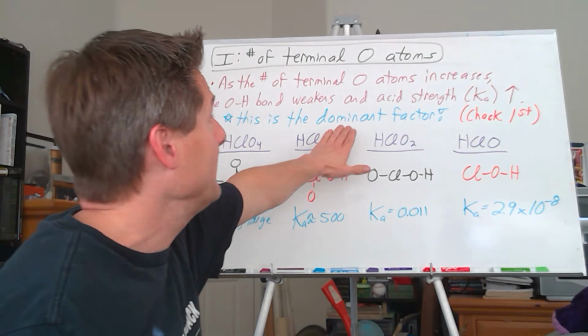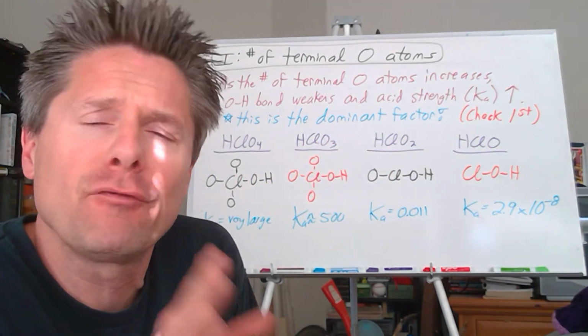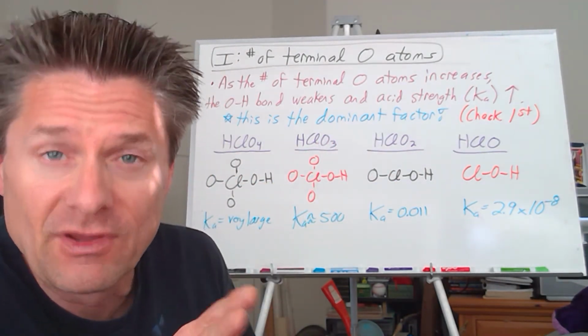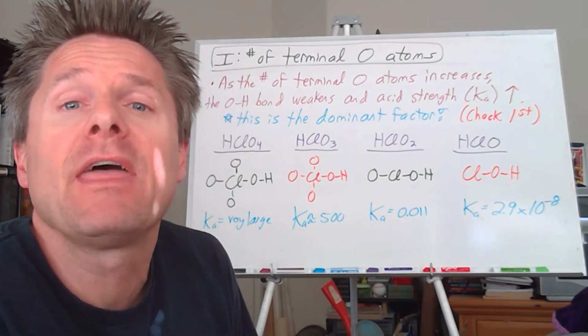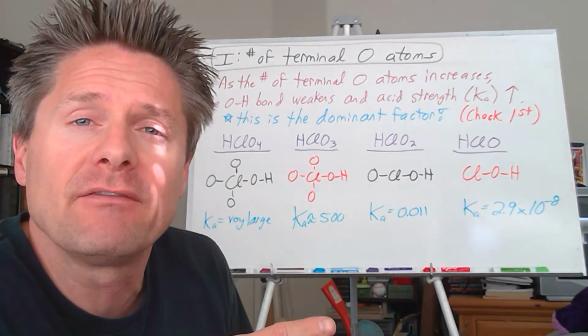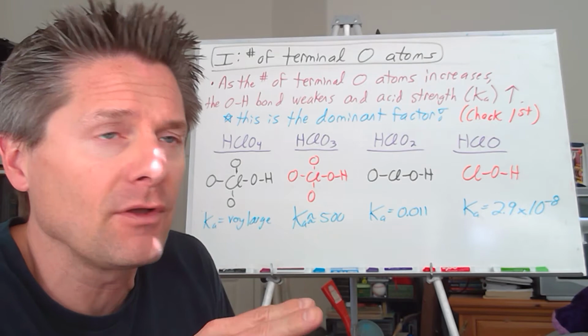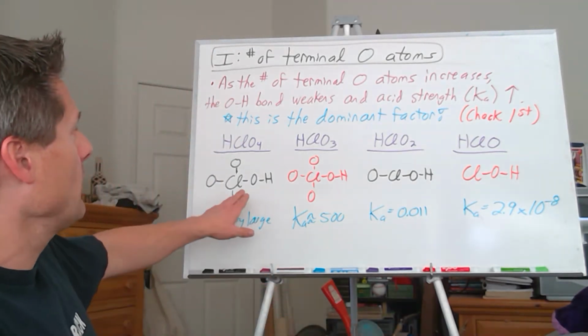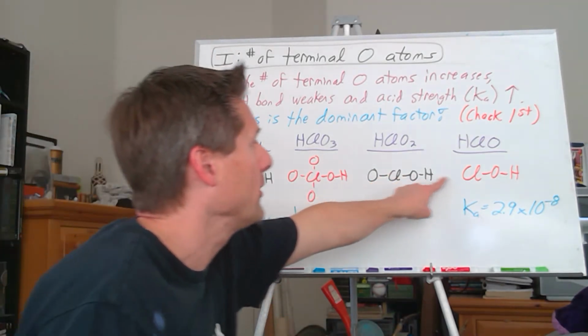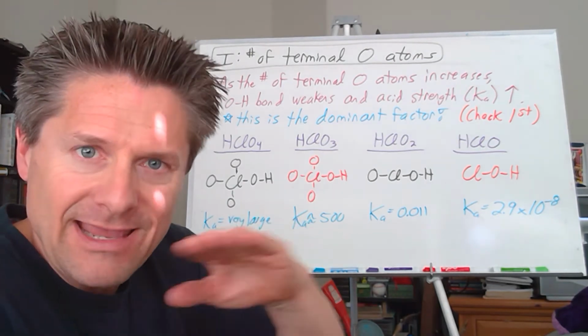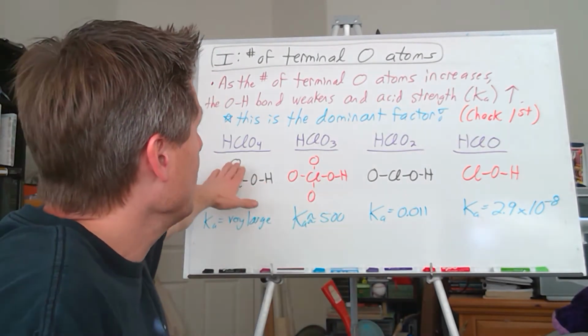So this will be the dominant factor. Always look for the number of terminal oxygens first. If they're the same, then go to the next one, look at the electronegativity of the central atom. But if they're different, this is all you really have to worry about. So in this situation, the central atom is chlorine across the board. So that's equal across the board. So let's take a look at these.